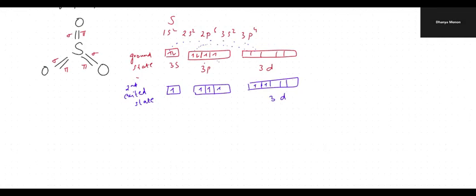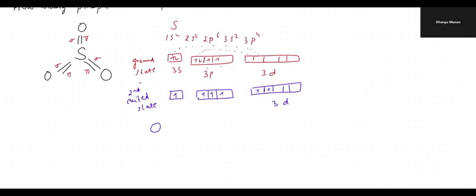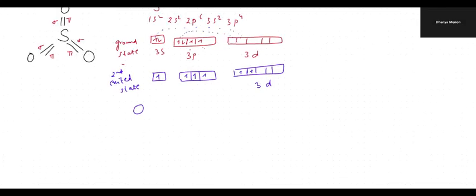So sulfur is now ready. Now let's start with oxygen. I'll just write down the configuration. How many oxygen atoms are there? 3 of them are there, right? So 3 oxygen atoms are there. So oxygen, the configuration is 1s2, it is 8, atomic number is 8.